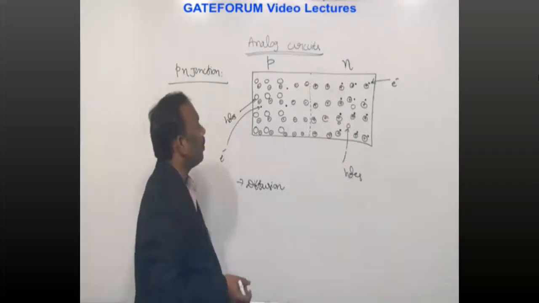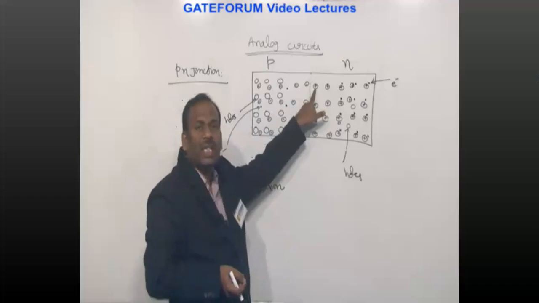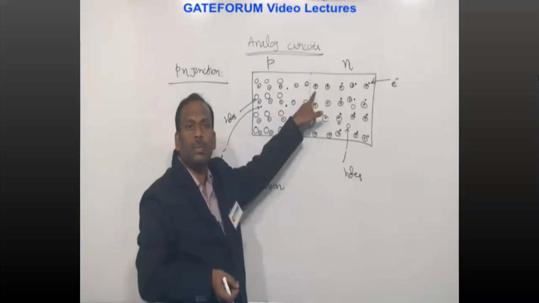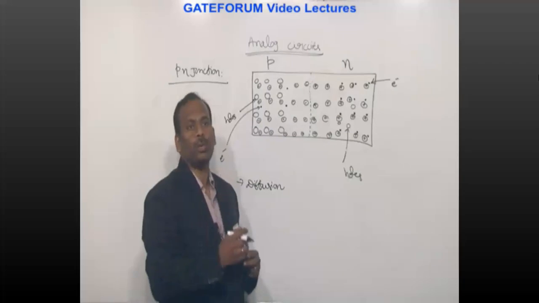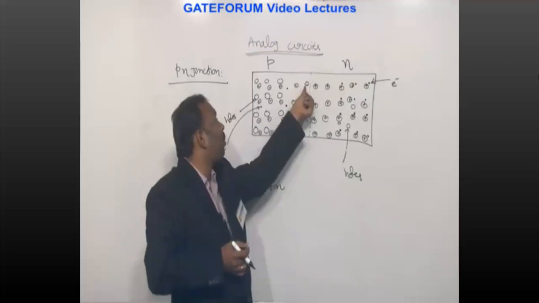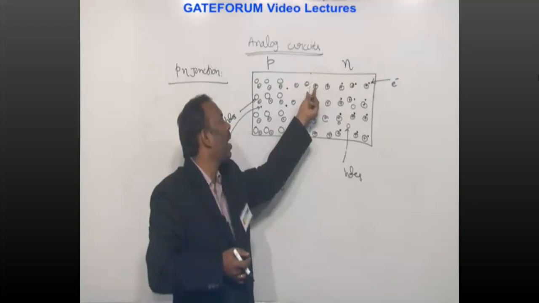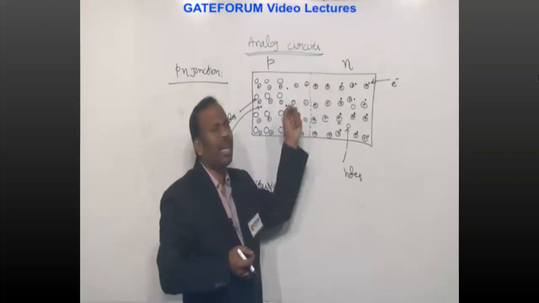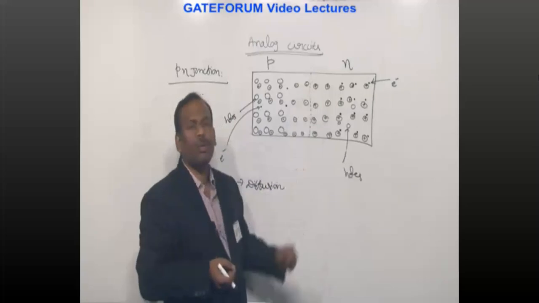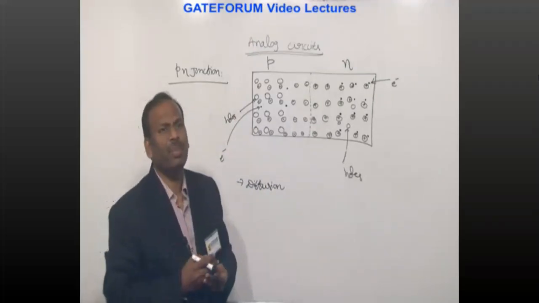Now, this negative ion combines with this positive ion and they disappear? No. They will not combine. This ion will not move from here to here. You can ask, this ion has negative charge, this hole has positive charge, they will attract each other, recombine and disappear. No.